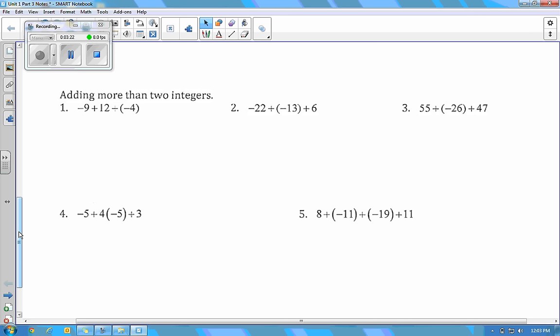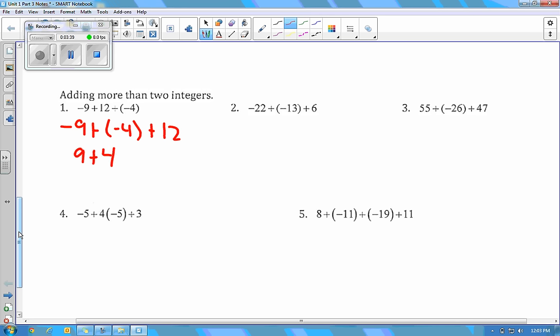So what I'm going to do on the first one, I have 2 negatives and a positive. So I'm going to do negative 9 plus negative 4 first. I just rearranged those because I think that'll be easier to do. If the sign is the same, I just add them. 9 plus 4, which is 13. They're both negative, so that's going to be negative. So I have negative 13 plus 12. Now the signs are opposite.